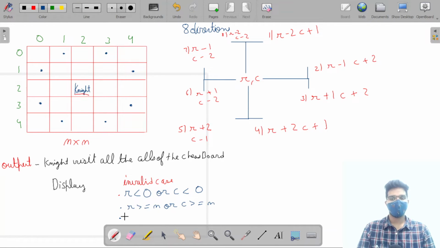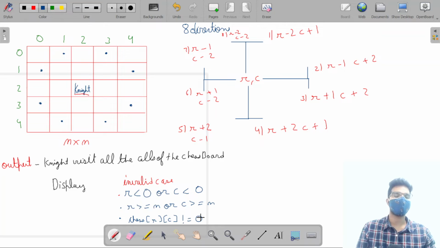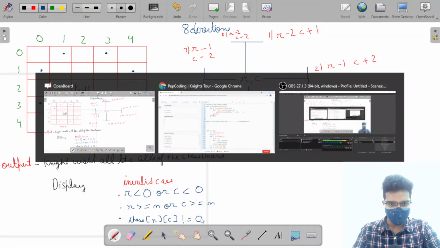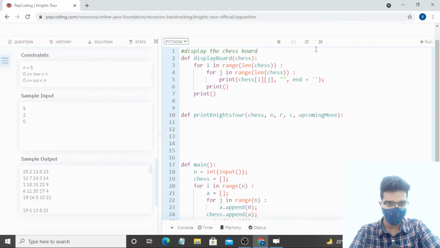What else is invalid? We know we are eligible to move into the same cell exactly once. So can I say that if chess at the row and column where we are currently standing is something other than 0, that means we have already traveled it? So that's for the invalid case. Now let's try to code this much and understand it better. I will full screen it.